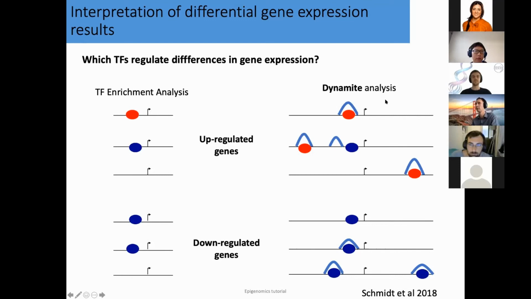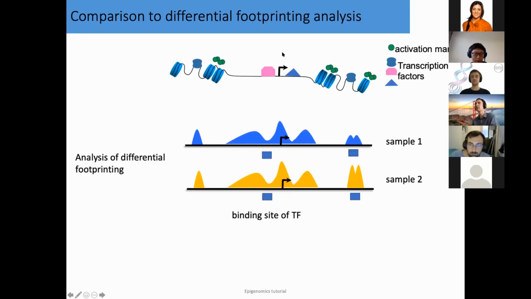As part of this TEPIC software, we also have a workflow called Dynamite, which essentially does this. If you have footprints, you can annotate those footprints with binding sites using the TRAP method, and then aggregate the data on gene level, as I explained in the first part, to get cell type specific TF gene scores. And then you can use this in a differential analysis. So what's the difference to the thing that Li just explained, the differential footprinting analysis?